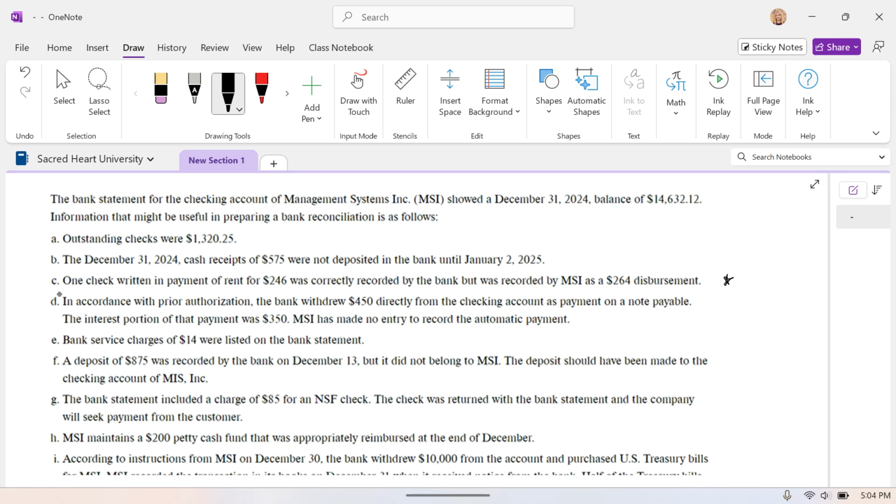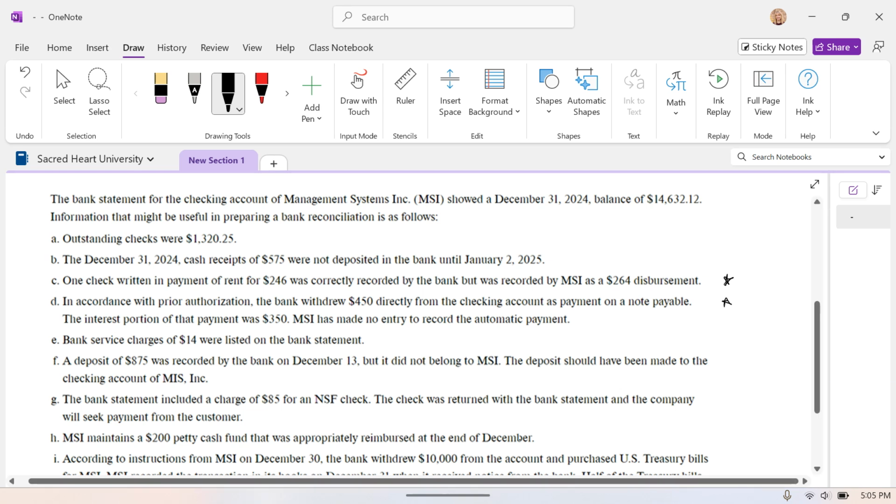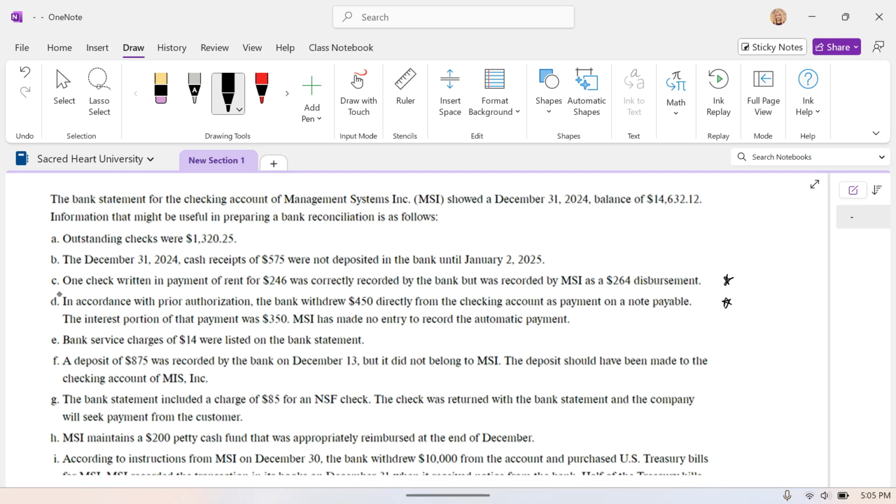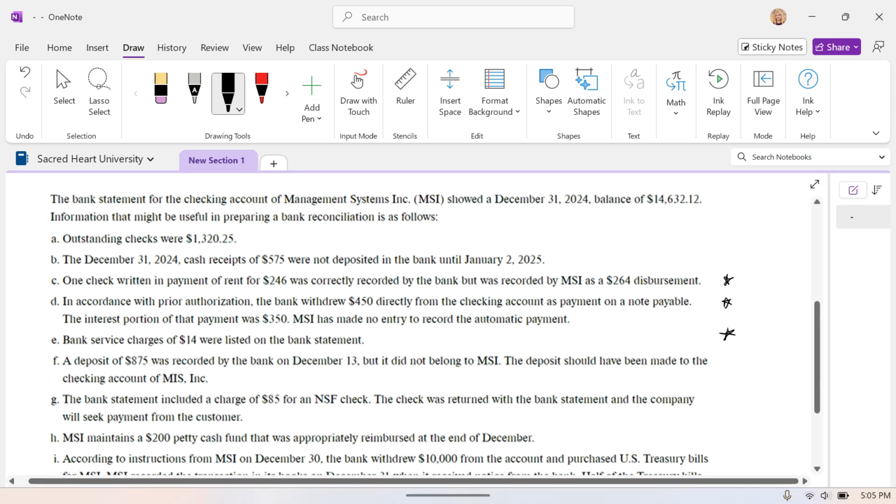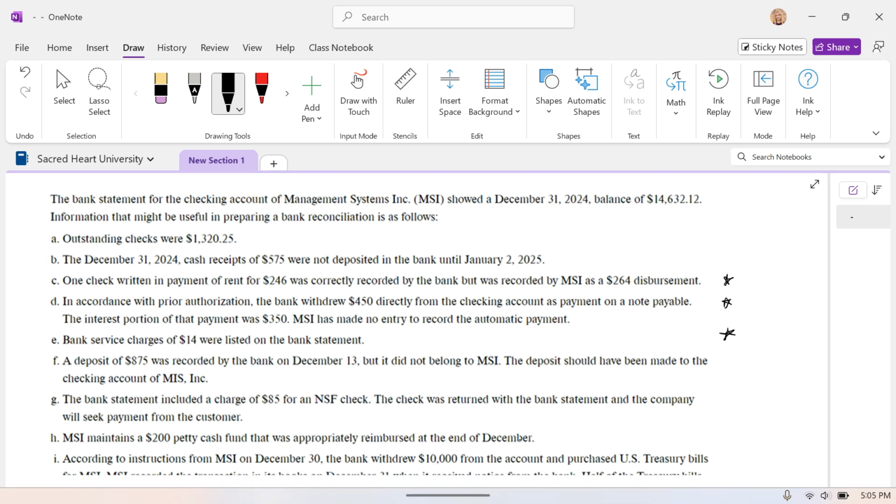D says, in accordance with the prior authorization, the bank withdrew $450 directly from the checking account to make a payment on behalf of the company. All right, so if they withdrew it, they knew that's already included in the bank balance of $14,632. Bank service charges of 14 are listed on the bank statement, so they're included. These are items I'm starring. All need to be adjustments to the cash account, the ledger account, or the book balance.